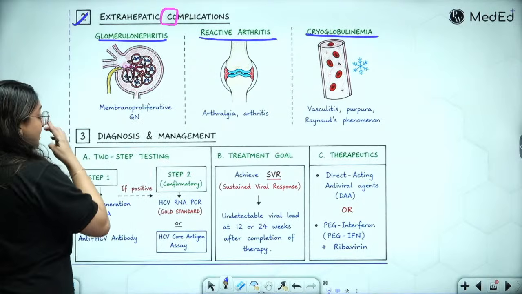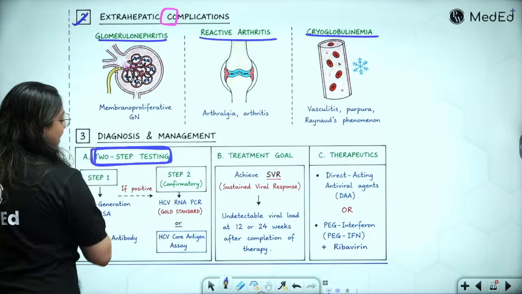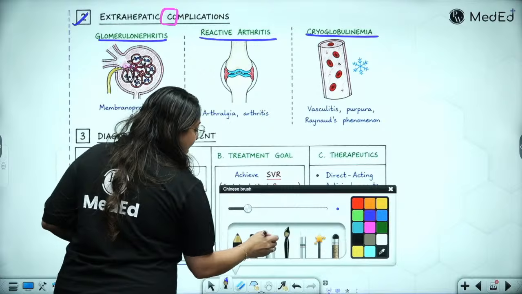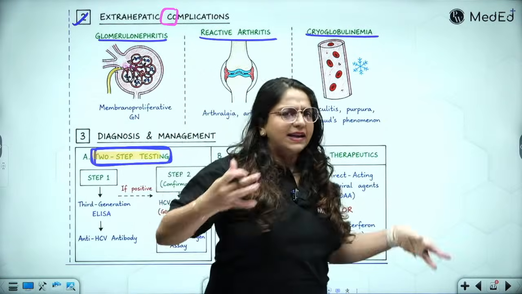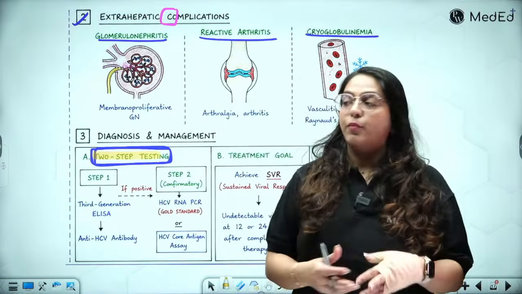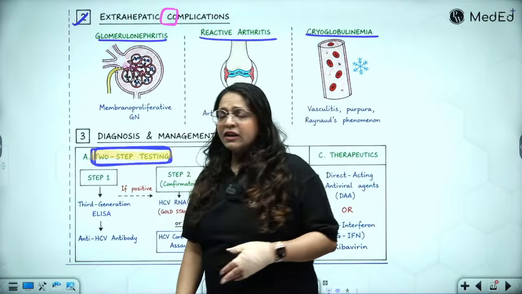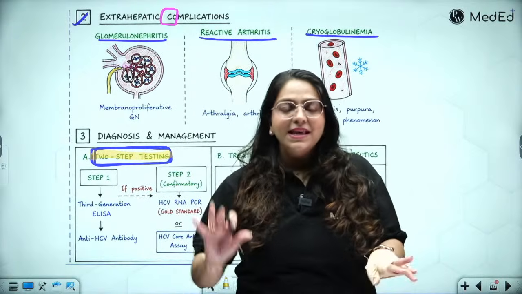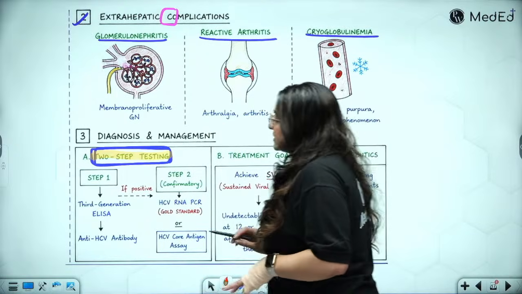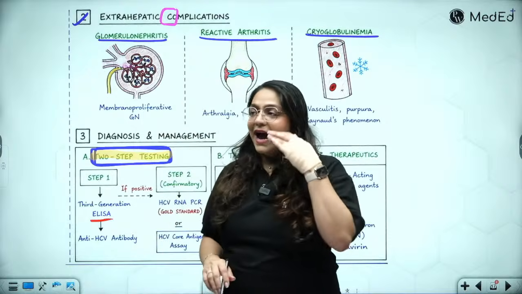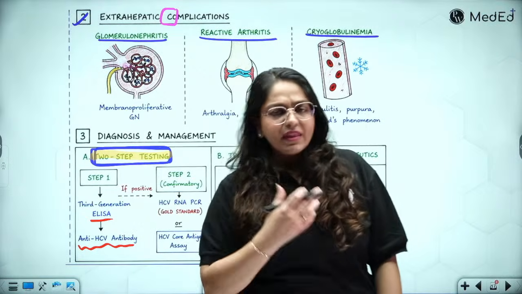Then what is there in diagnosis and management? There is two-step testing. This is supremely important to write in your answer sheets. What do we do for this? While everyone else was quite easy and straightforward, detect the antigen, detect the antibody, detect the RNA, no problem. But what is the two-step testing for hepatitis C? First, you do a screening test and then you do a confirmatory test. How is it done? First, you do an ELISA and you try to detect anti-HCV antibodies, anti-hepatitis C virus antibodies.